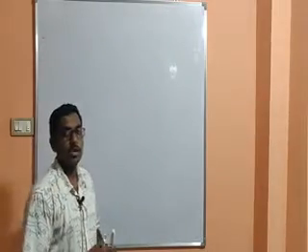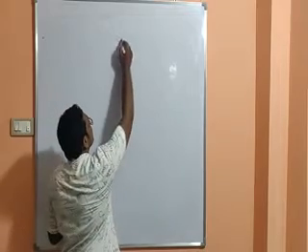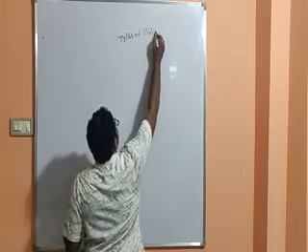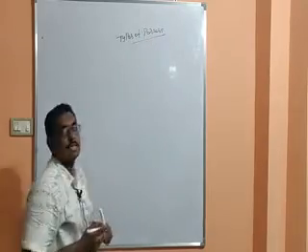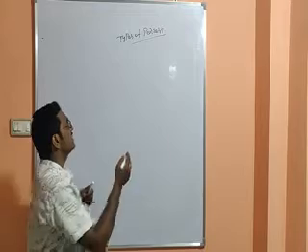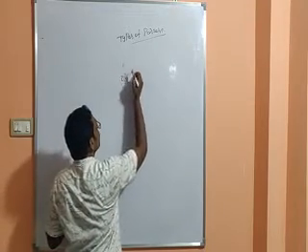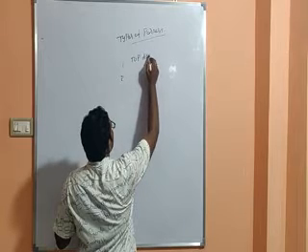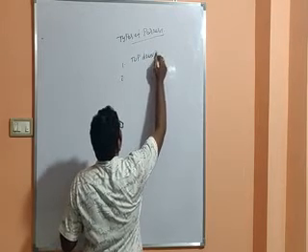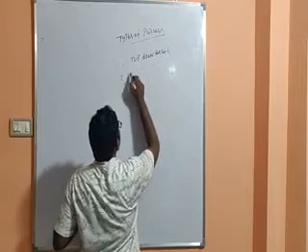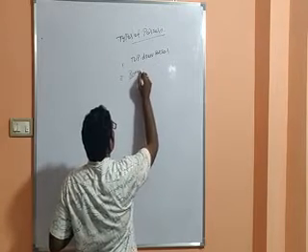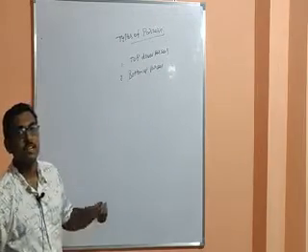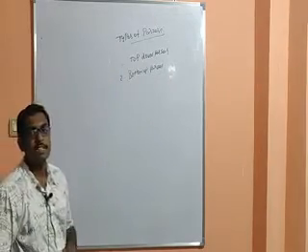Now we are going to see the concept of types of parsers. Parsers are generally classified into two types, that is top down parser as well as bottom up parser.